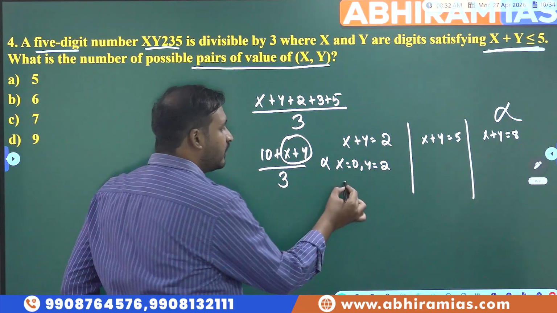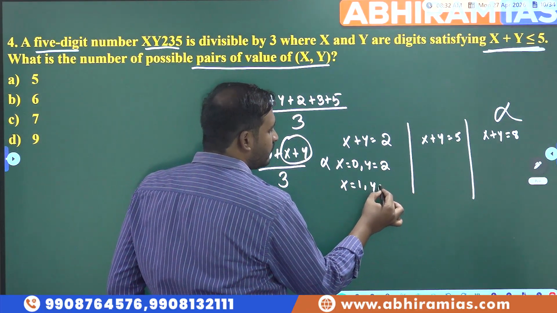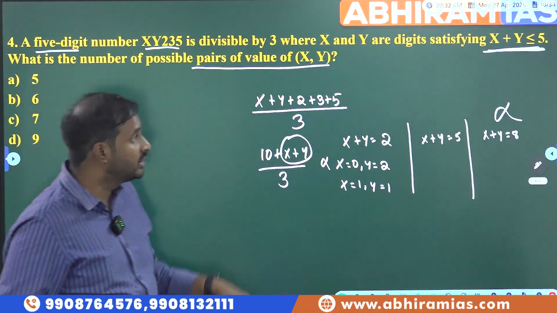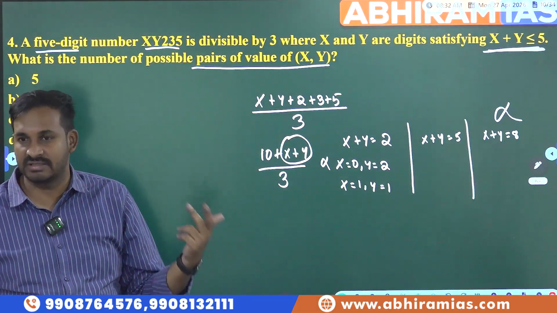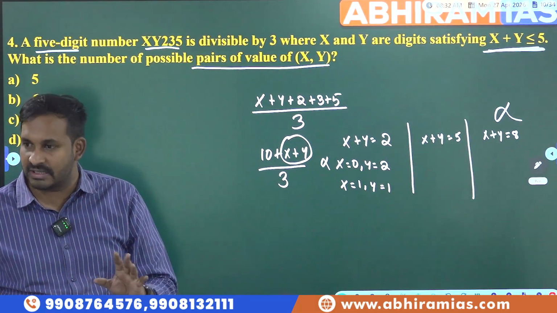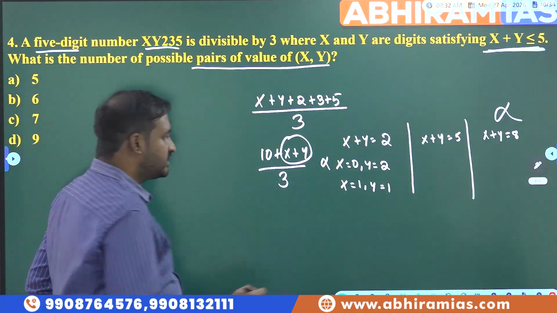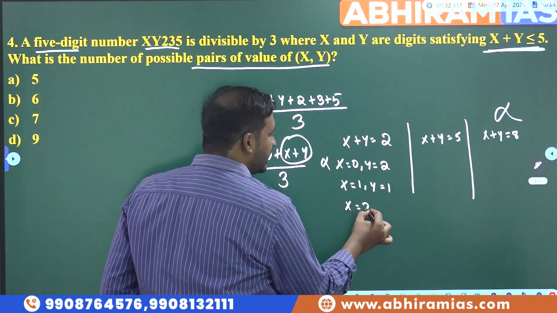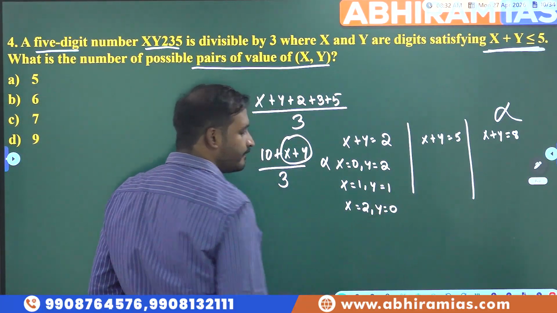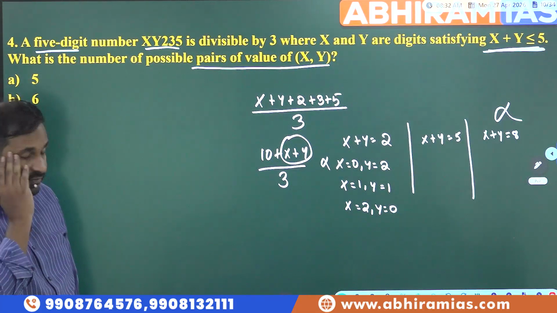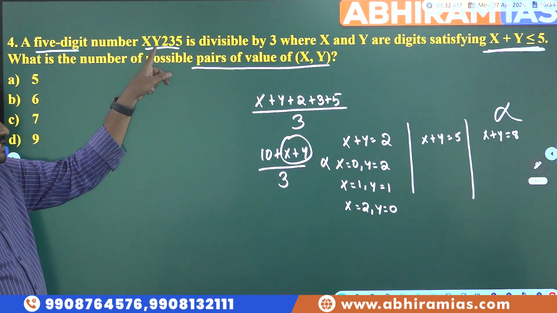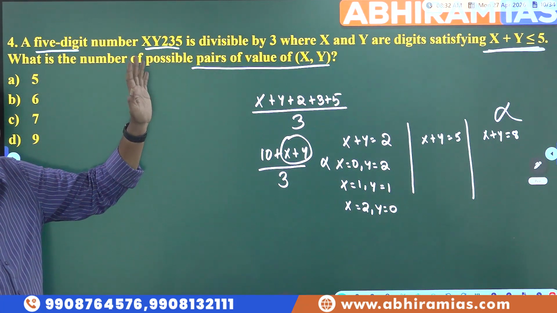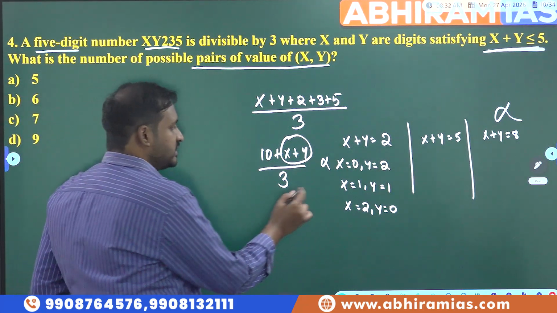Now x equal to 1, y equal to 1. Is it possible? Yes. Nowhere in the question did they mention that x and y are not equal, or that x and y are distinct. So I can take 1 and 1. Next, can I take x equal to 2 and y equal to 0? Yes. Why? Because now it is possible. The second digit can be 0, right? There is nothing wrong in that. So this is okay for me.